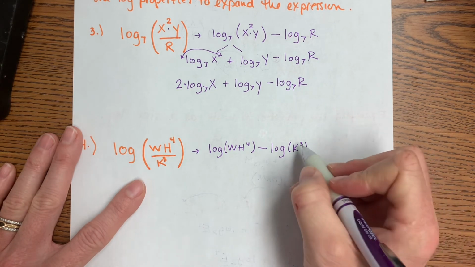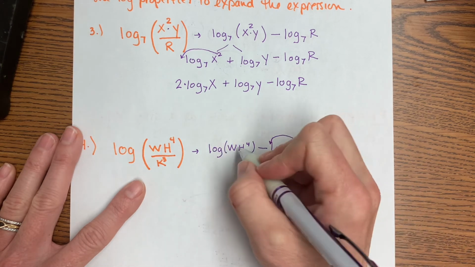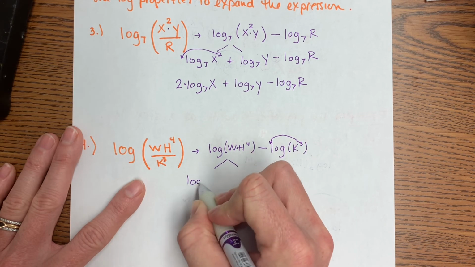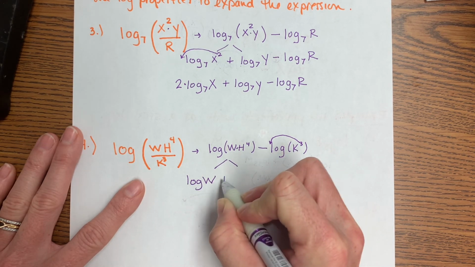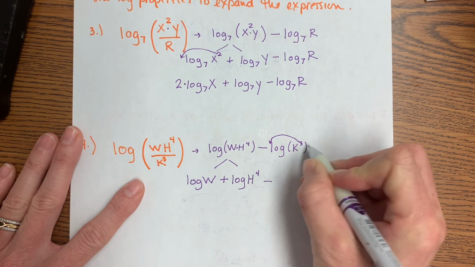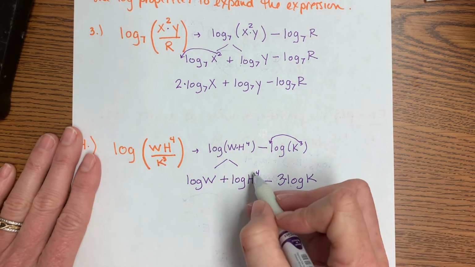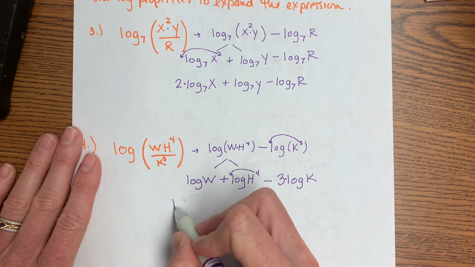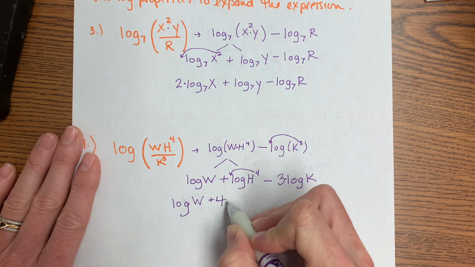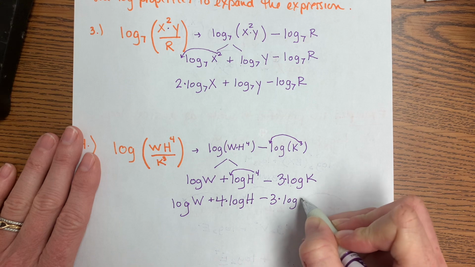And then I am going to fly my 3 out front at the same time as I'm going to split this up because this is multiplied. So this is going to turn into log of w plus, because of the multiply, log h to the 4 minus, I'm going to fly my 3, log k. And then I have one more. The 4 has to fly out front. Flying power property. So that gives me log base 10 of w plus 4 times log base 10 of h minus 3 times log base 10 of k.